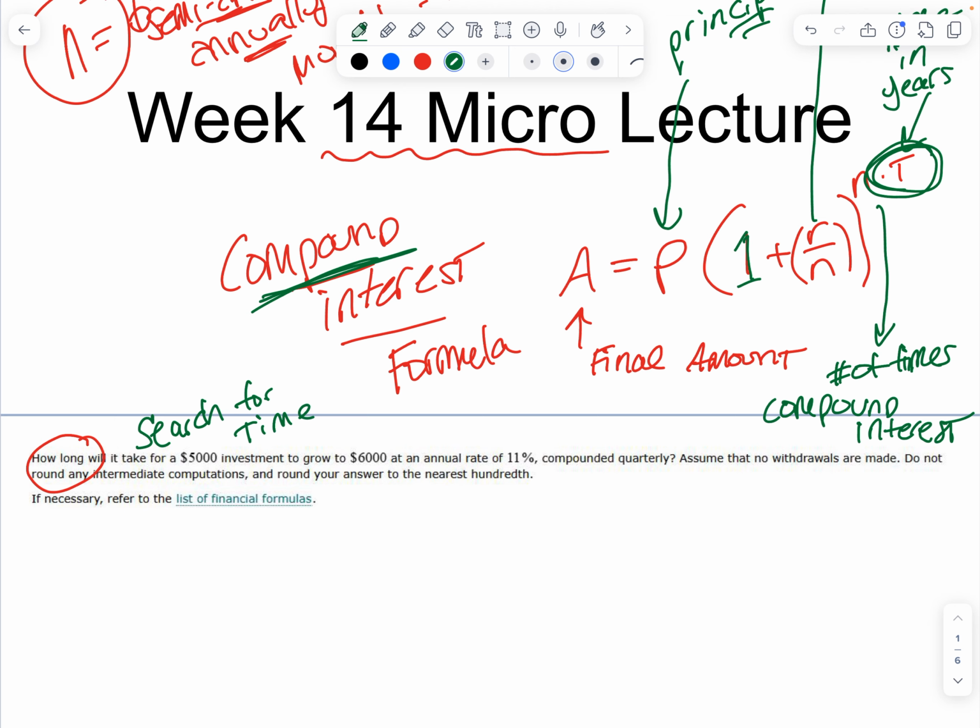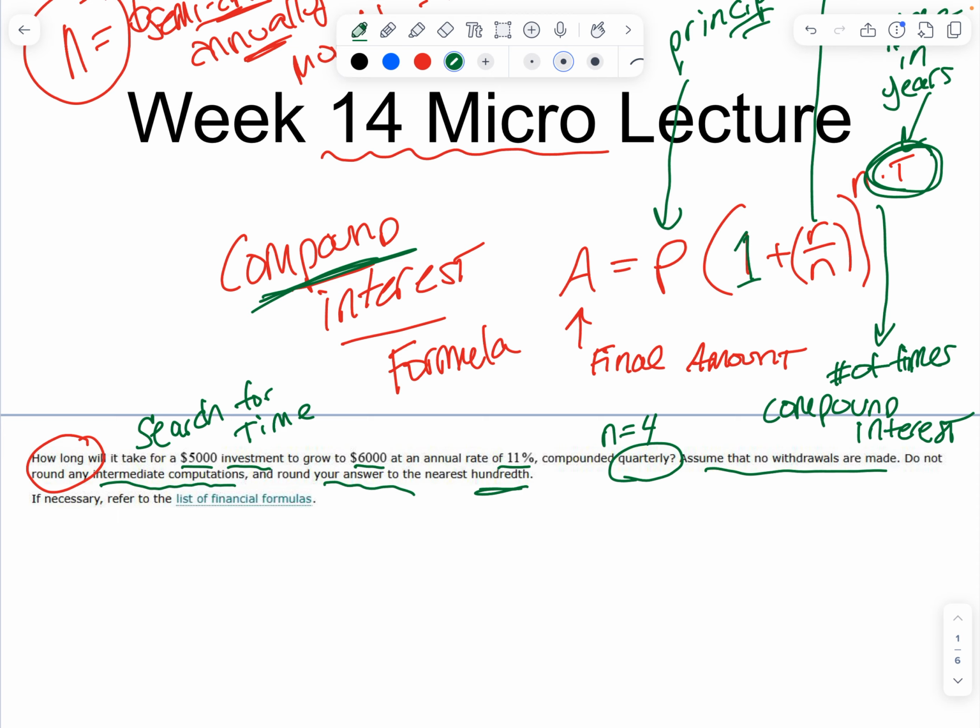So how long will it take for a $5,000 investment to grow to $6,000 at an annual rate of 11% compounded quarterly? So remember, that's your N. Quarterly means 4 times a year. Assume that you never take any money out. Do not round any computations till you get to the end. And at the end, round your answer to the nearest hundredth, which makes sense.